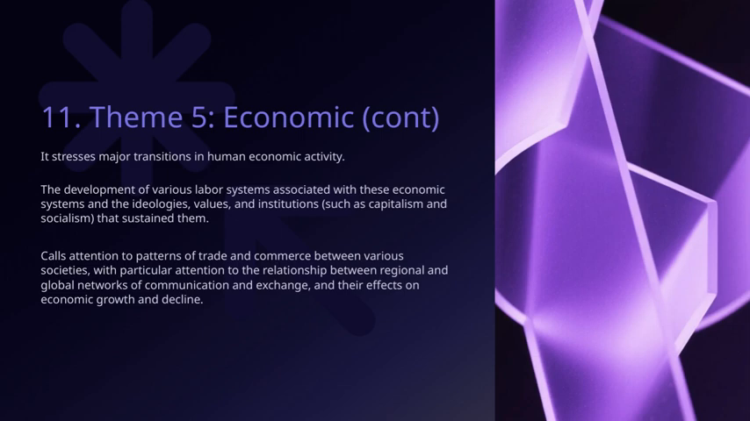For example, systems like slavery, indentured servitude, or wage labor all responded to the demands of different economic models. These systems were often supported by powerful ideologies and institutions. Think of capitalism and socialism that justified and maintained them.